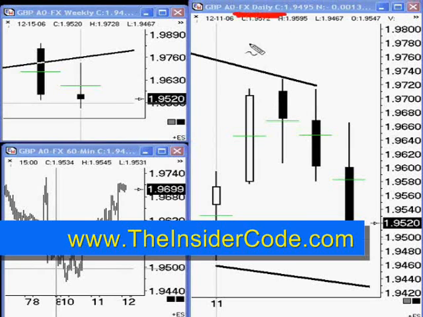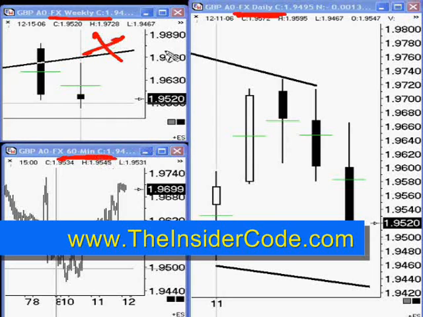I've got the daily over here, the weekly, and then the 60-minute. Why am I looking at multiple time frames? Well, normally I'm not going to be staring at the weekly. It just doesn't change often enough for me to look at. I'll look at it literally once a week, usually on a Friday or a Monday, to orient myself for where I think the market can go.